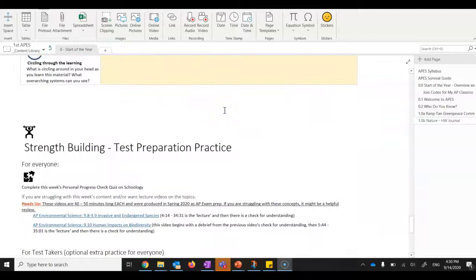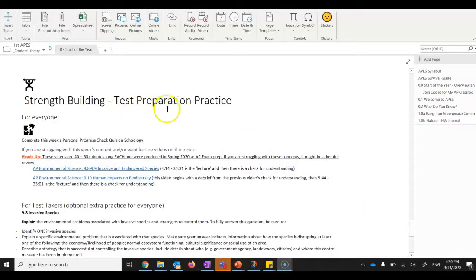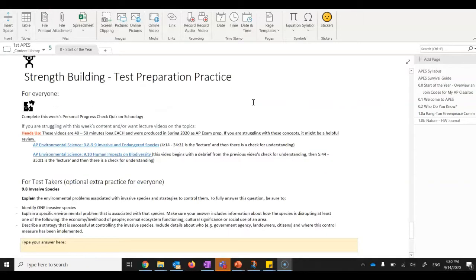Finally, as you continue down, there's always going to be a strength building section. For those of you that want to take the AP exam, there will be times that we're skipping over or going quickly over some of the content because it relates to the project or the discussions that we're having in class. But you might want to take a step back and go a little bit deeper into that topic, especially if you're having trouble understanding it or you're wanting to go a little bit deeper in studying it.